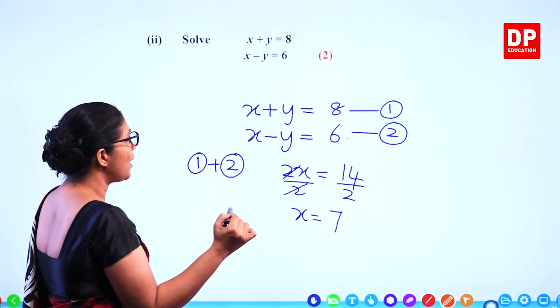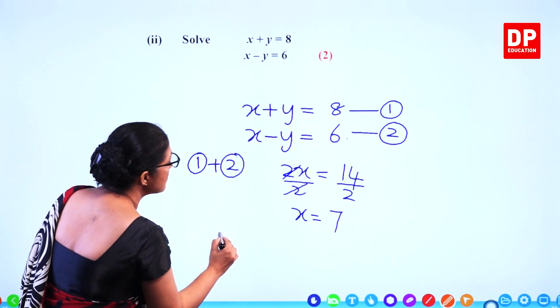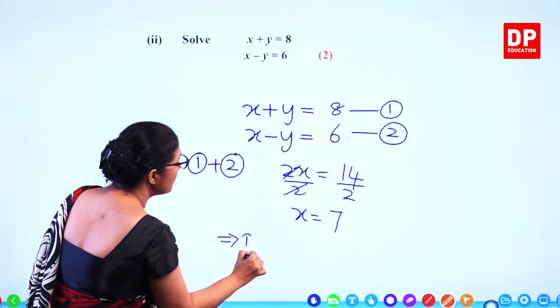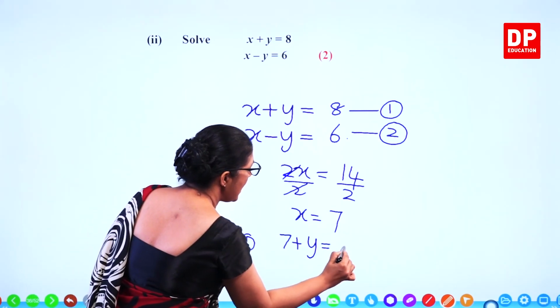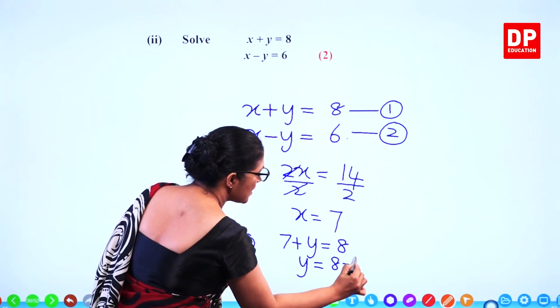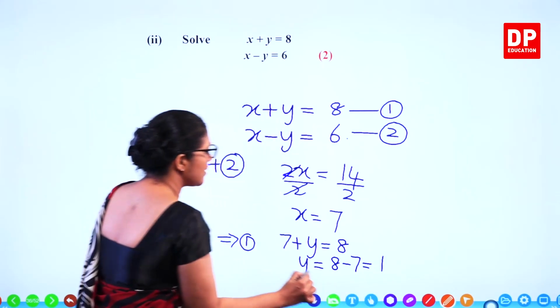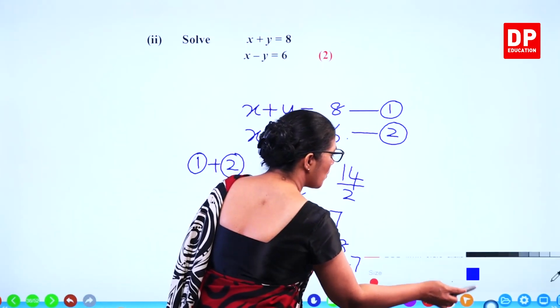And how do we find y? You can take any one of the equations and substitute. I'll take the first one. X, that's 7 plus y equals 8. So what's y? 8 minus 7. That's 1. So x equals 7 and y equals 1.